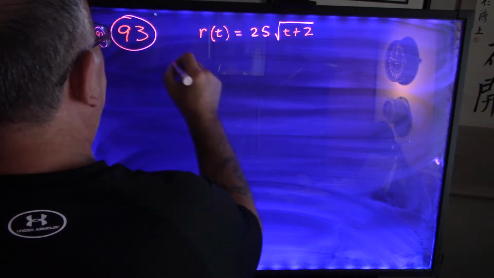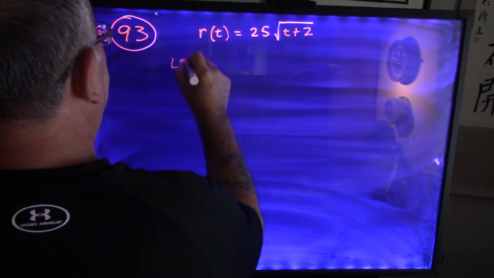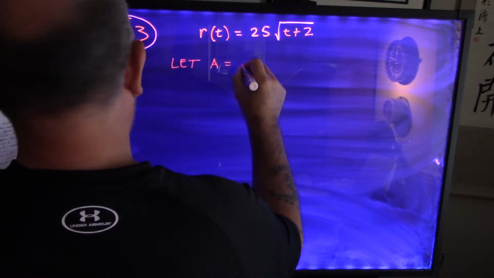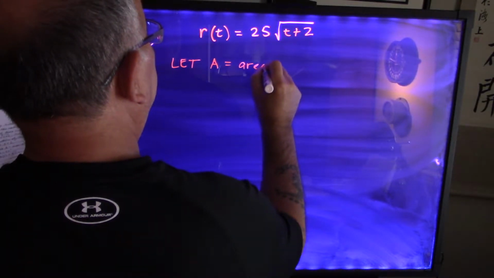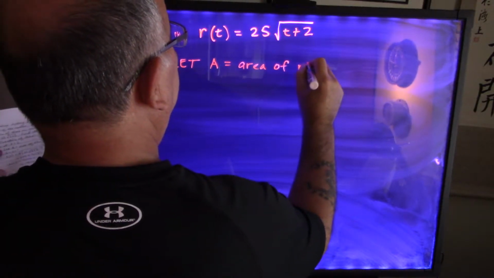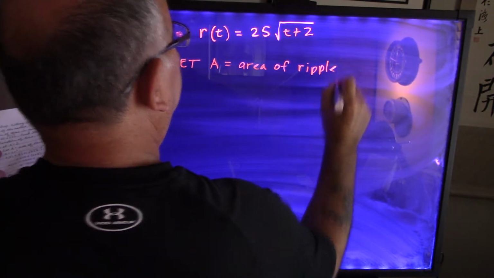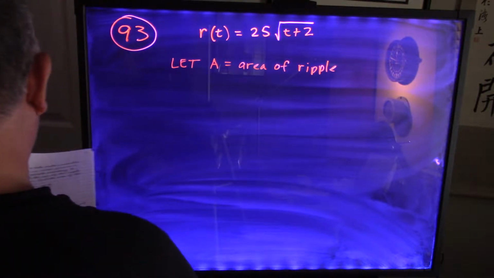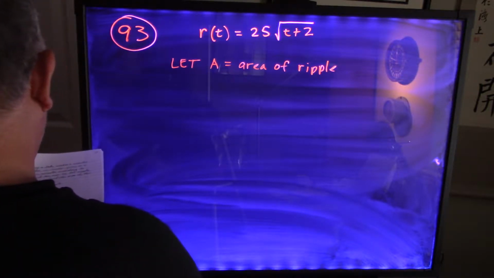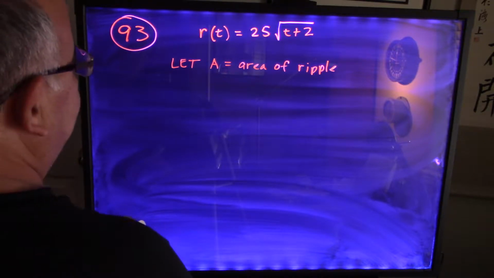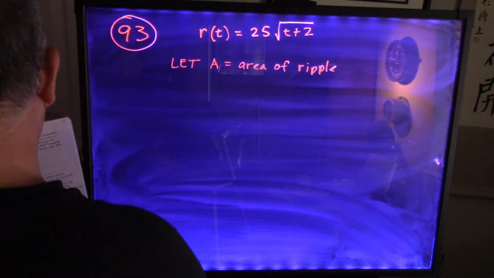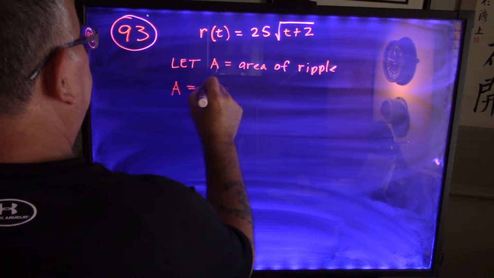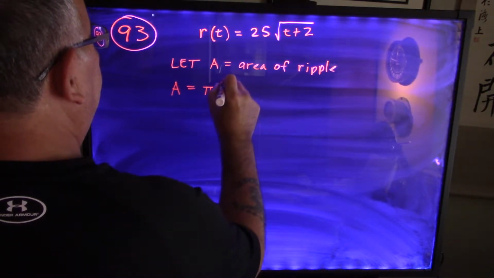So, let A equal area of the ripple, alright? Define your variables here. I'll use capital A. Alright. Now, we're dealing with a circular ripple. So, what we want to do is find the area of the ripple, in other words, the area of the circle. Alright. So, area is pi r squared of a circle, right? Area is pi r squared.